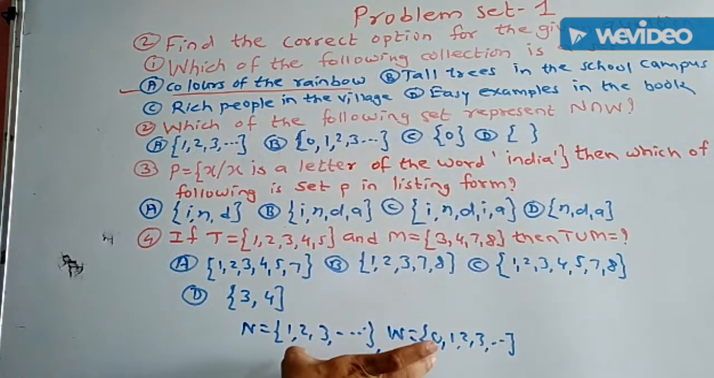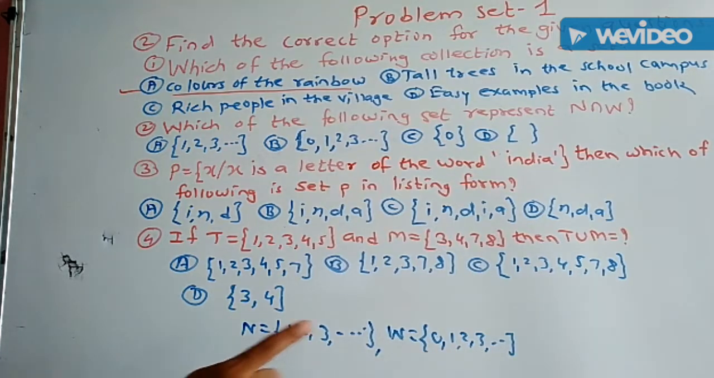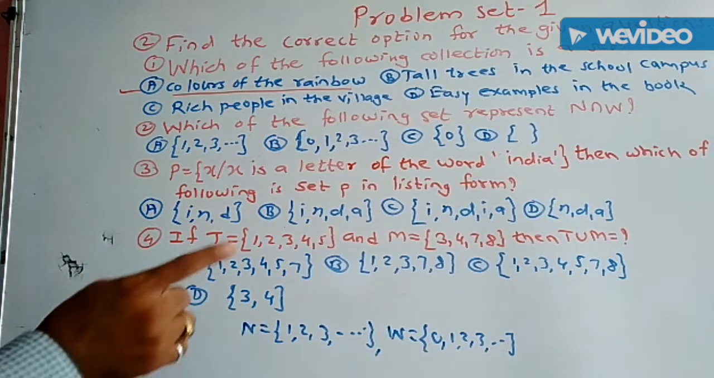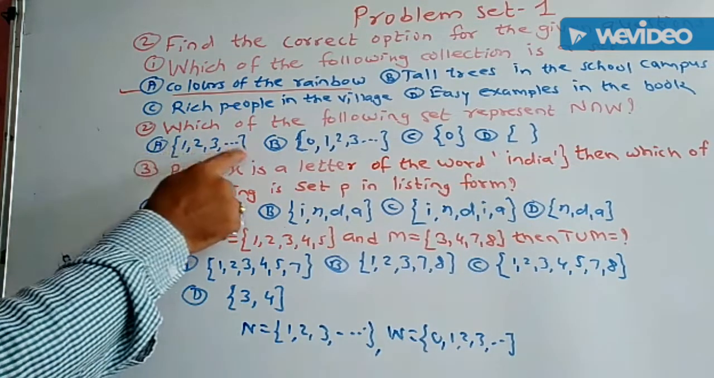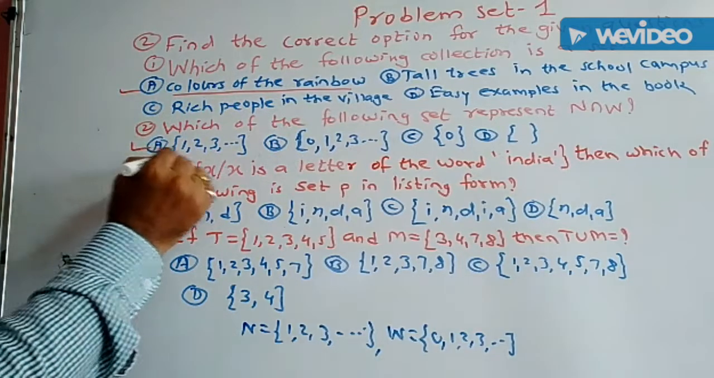That means we have to write the set of the common elements in N and W, and there are 1, 2, 3. These are the collection of the common elements, that is, N intersection W. That means our option is 1, 2, 3, and so on, which is option A, and therefore the correct option is A.